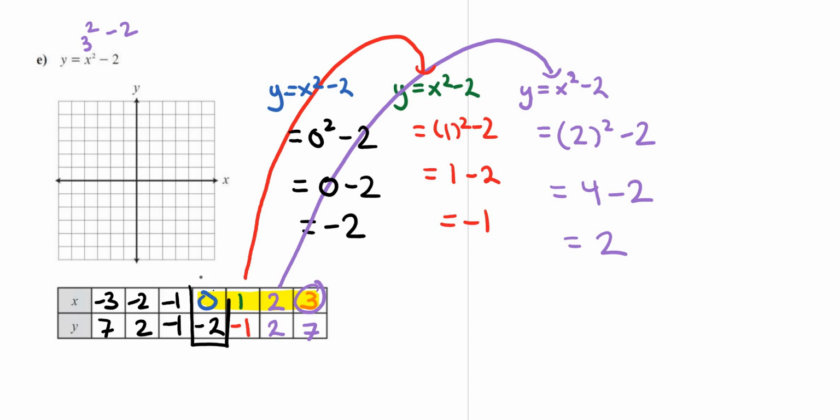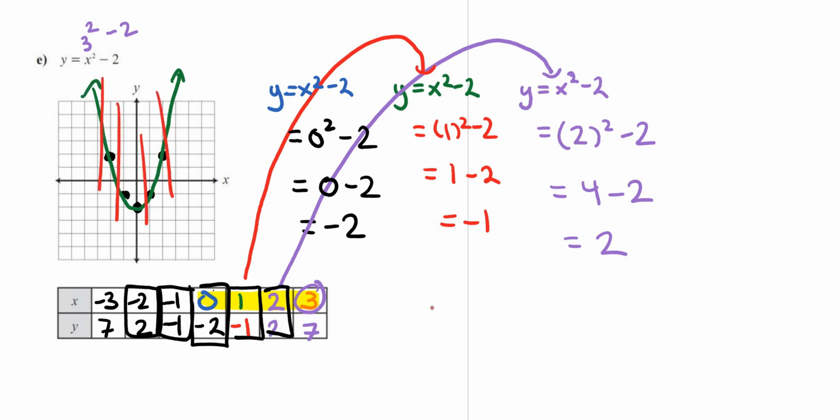So (0, -2) is down here. (1, -1) is right there. And then (-1, -1) is over there. (2, 2) is about here. And (-2, 2) is going to be over here. And that's enough. I mean, the graph is going to look like that. And once again, this is going to be a function because it does pass the vertical line test. So this is indeed a function.